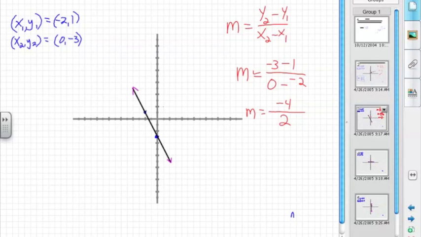Starting at our first dot, 1, 2, 3, 4 units down, and 2 units to the right. And there we have our slope of negative 4 over 2. This one happens to be a negative slope.